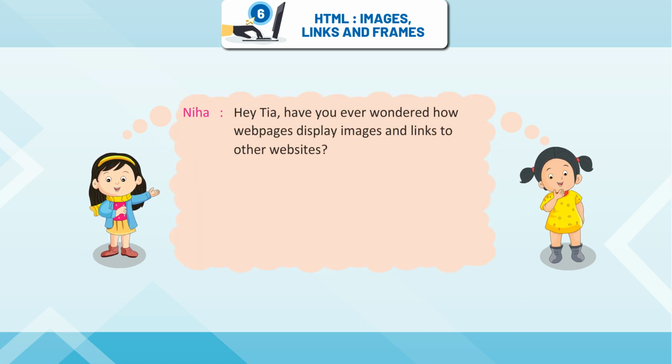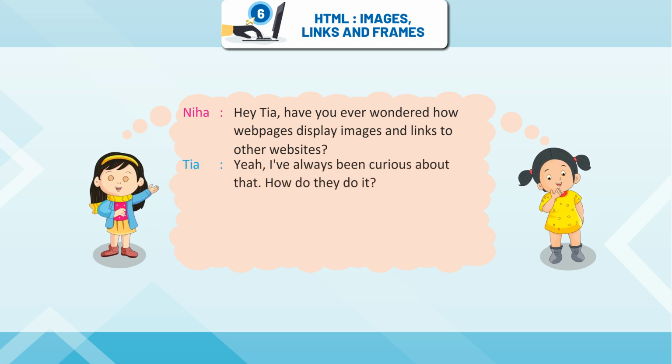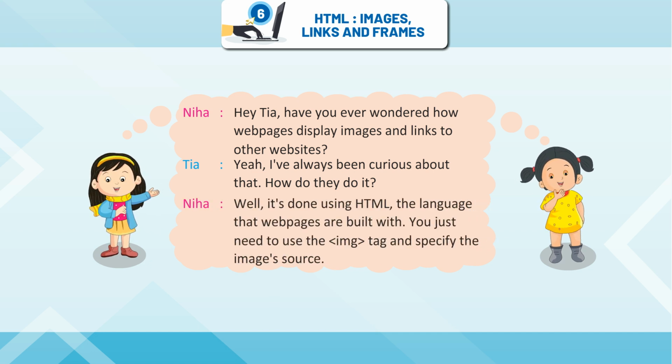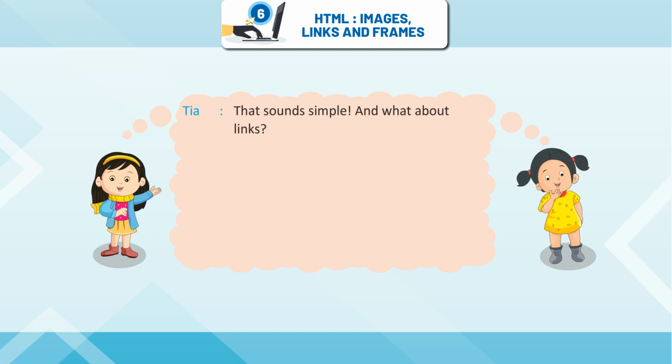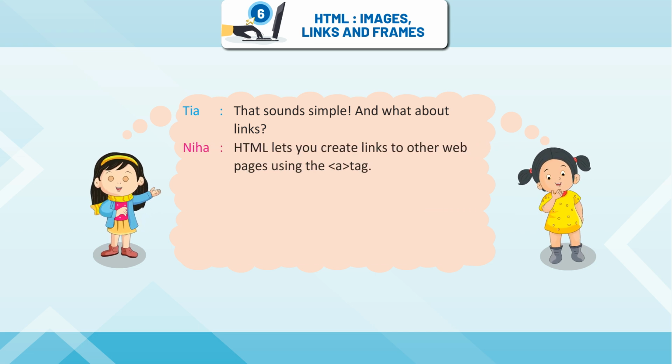Neha: Hey Tia, have you ever wondered how web pages display images and links to other websites? Tia: Yeah, I have always been curious about that. How do they do it? Neha: Well, it's done using HTML, the language that web pages are built with. You just need to use the img tag and specify the image's source. Tia: That sounds simple. And what about links? Neha: HTML lets you create links to other web pages using the A tag.